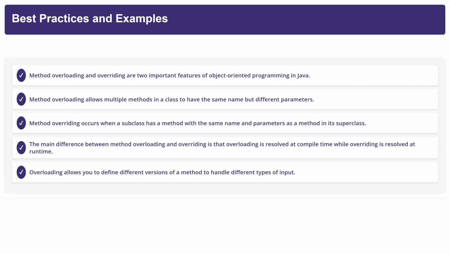In Java, we have two important features called method overloading and overriding. Method overloading allows us to have multiple methods with the same name but different parameters. On the other hand, method overriding occurs when a subclass has a method with the same name and parameters as a method in its superclass. The main difference between method overloading and overriding is that overloading is resolved at compile time while overriding is resolved at runtime.